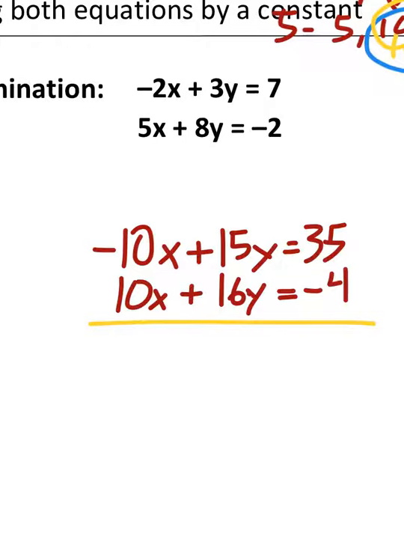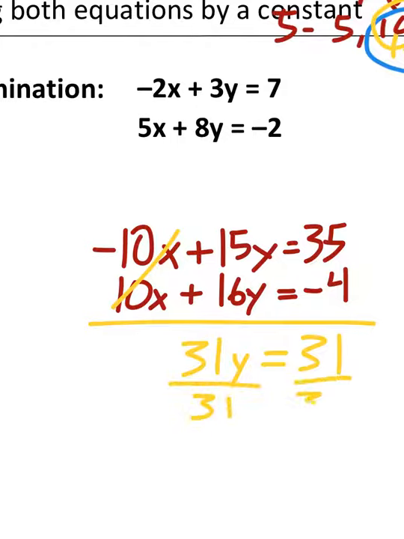So here are my two new equations. I'm going to combine negative 10x and 10x, which cancels out. 15y plus 16y equals 31y. 35 minus 4 equals 31, so I get 31y equals 31. Divide both sides by 31, and I get y equals 1.